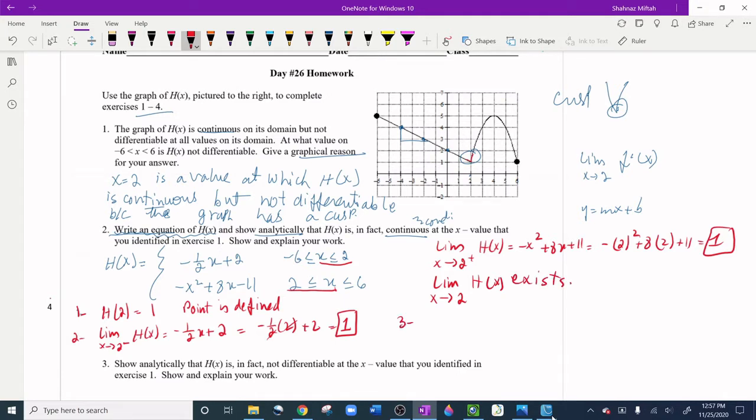The third condition was, are the limit and the defined point the same? Yes, they are. I can say h of 2 is equal to the limit as x approaches 2 of h of x, and both of them are equal to 1. So yes, the function is continuous. I'm going to say therefore h of x is continuous at x equals 2, and done.